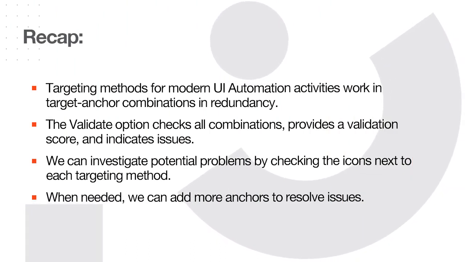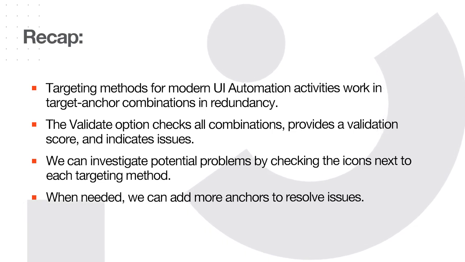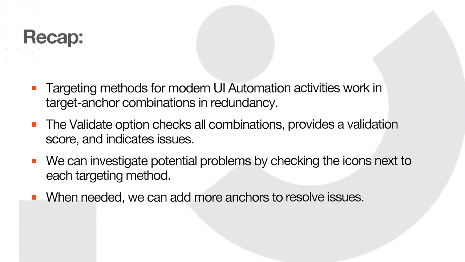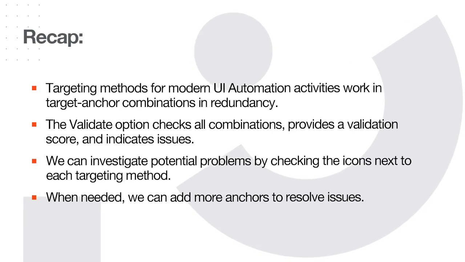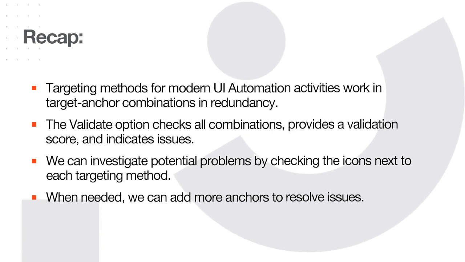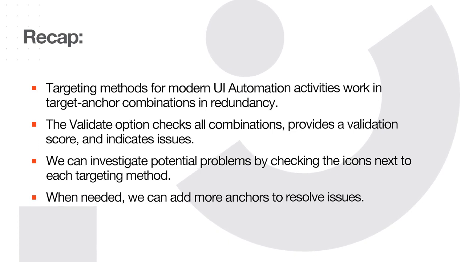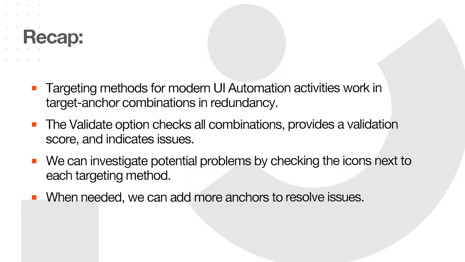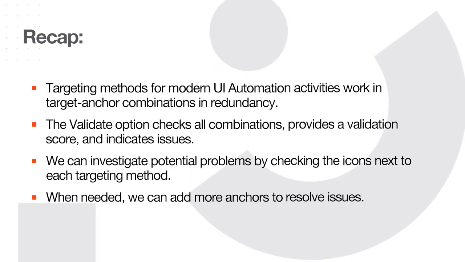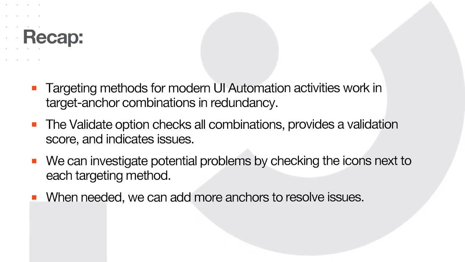Targeting methods for modern UI automation activities work in target-anchor combinations and redundancy. The Validate option checks all combinations, provides a validation score, and indicates issues. We can investigate potential problems by checking the icons next to each targeting method. When needed, we can add more anchors to resolve issues. Make sure to try this feature out when building your next UI automation with modern activities.